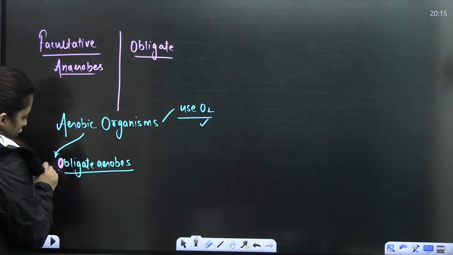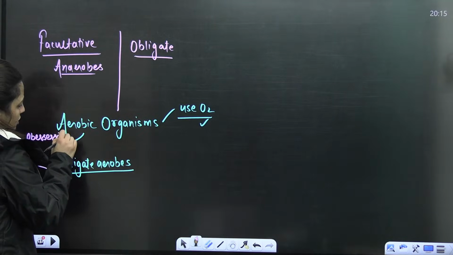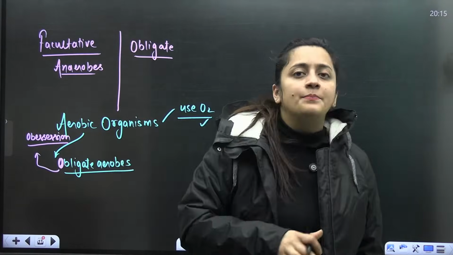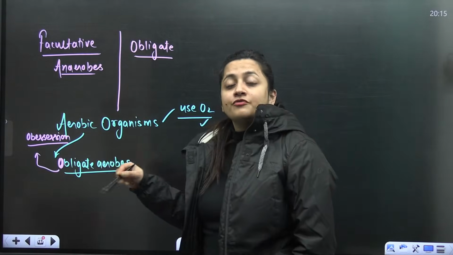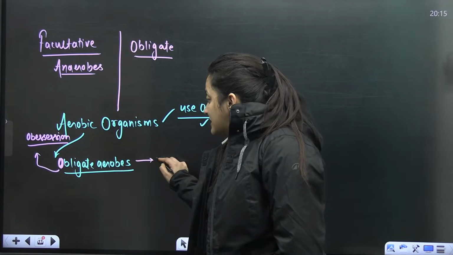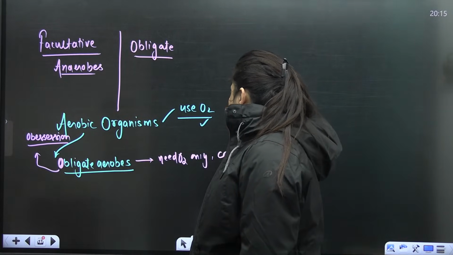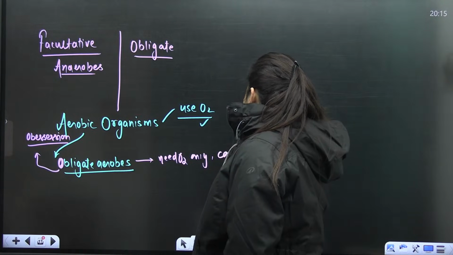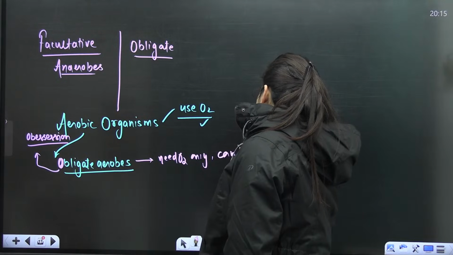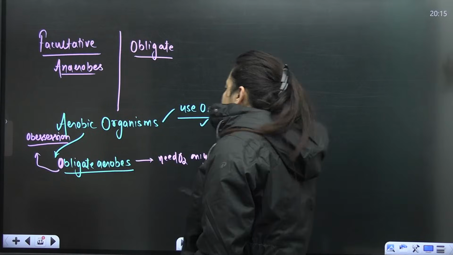I focus on this word, obligate. I remember one thing out of it, obsession. That I'm obsessed with something. I need that thing only. I don't want anything else. I need that particular thing only. That is what the obsession is. So from obligate, I remember the obsession. So obligate aerobes, they need oxygen. They need oxygen only. They can't survive without it. Are you getting my point? That's what you have to keep in your mind.